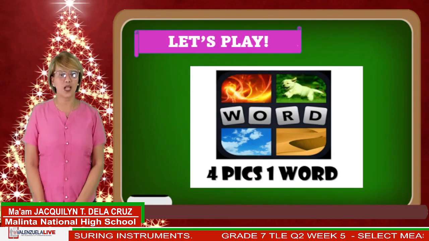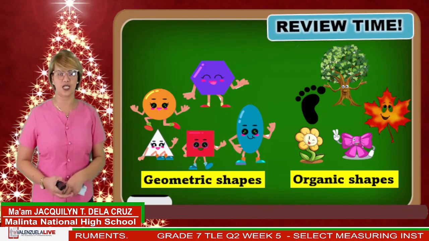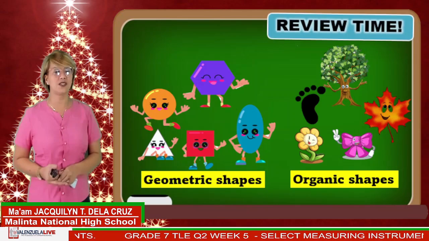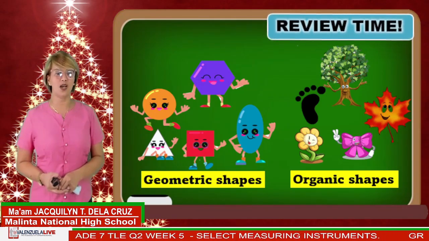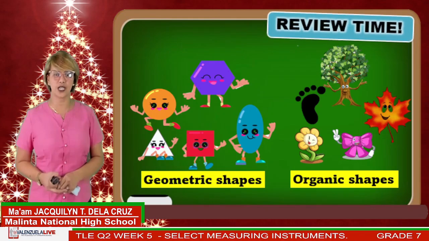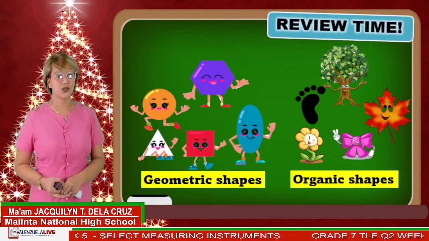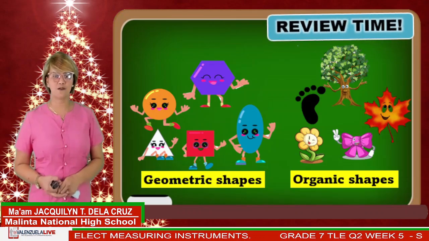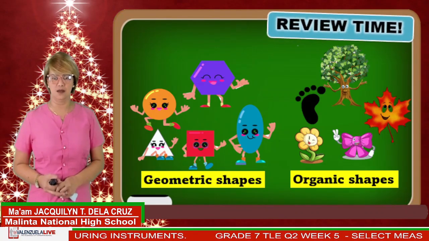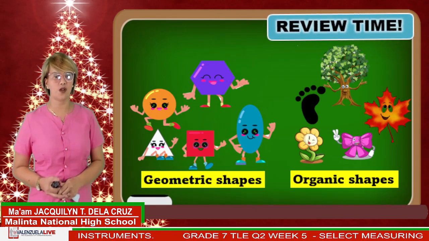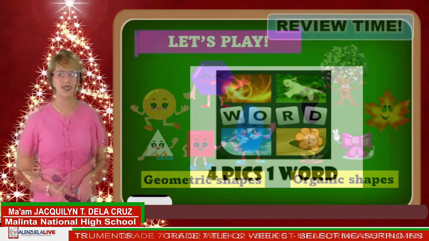Once again, the two types of shapes are geometric shape and organic shape. Under geometric shape are circle, hexagon, triangle, square, and oblong, and all the regular shapes, while organic shapes include footprint, tree, flower, leaf, and ribbon, and things which are typically not man-made. Since my friends are all set, let us now move on to our new discussion.